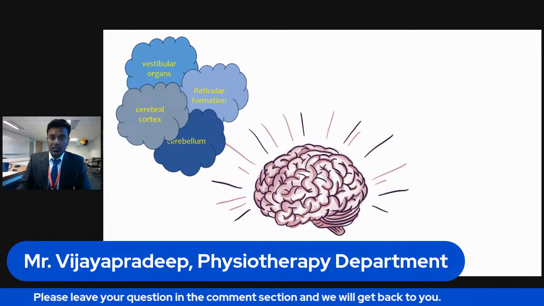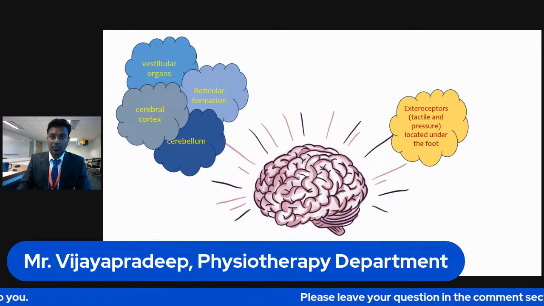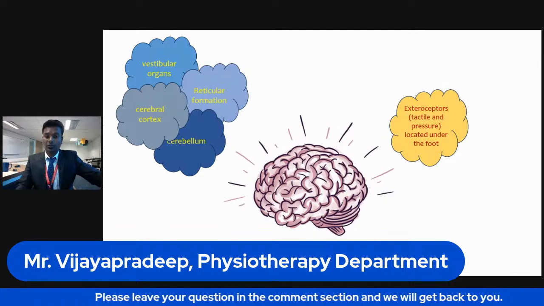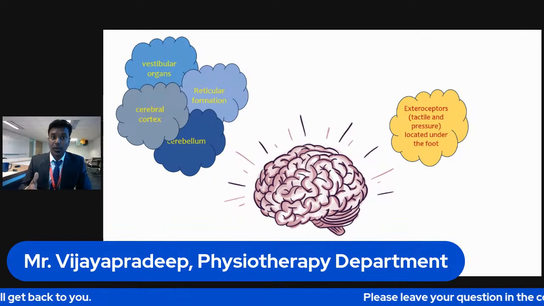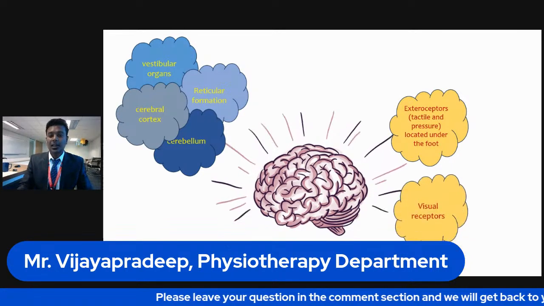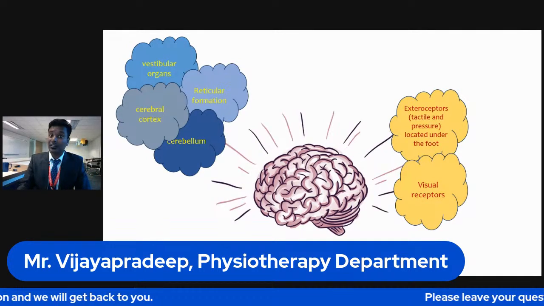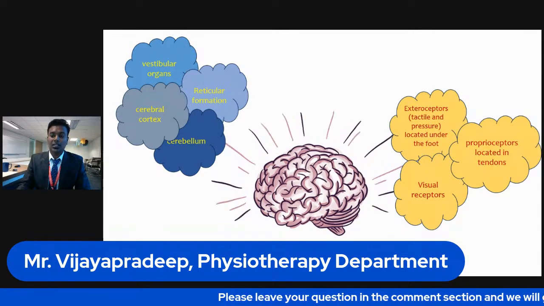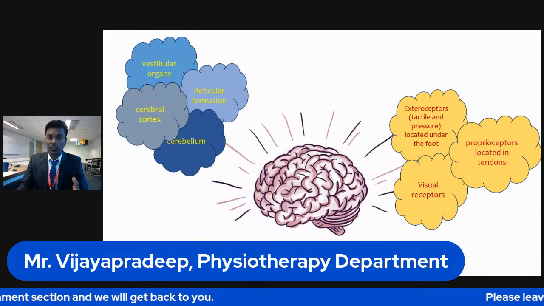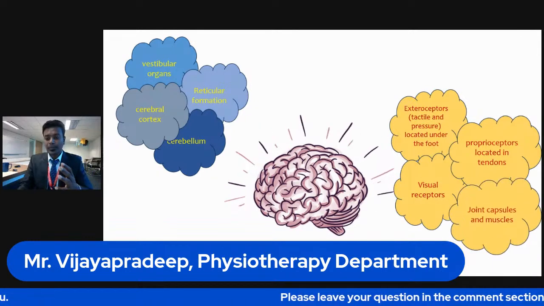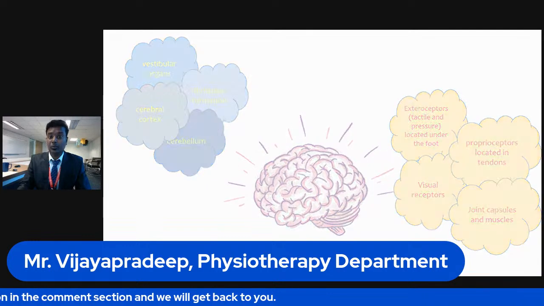If any problem occurs in these structures, it may result in the posture being deviated and faulty. And there are some secondary structures which are also responsible for making the proprioception better, the posture with the proprioception. The exteroceptors, the tactile receptors that are located under the foot, analyze where you are and how the surface is. And then the visual receptors; without vision we will not be able to attain the proper posture. So vision plays a main role, and also the proprioceptors that are located in the tendons. The joint receptors are responsible for knowing the position of the joint, what kind of position the joint is attaining, and what needs to be done later. And then the joint capsules and the muscles. These are the secondary structures, which also play a main role in maintaining the proper posture.